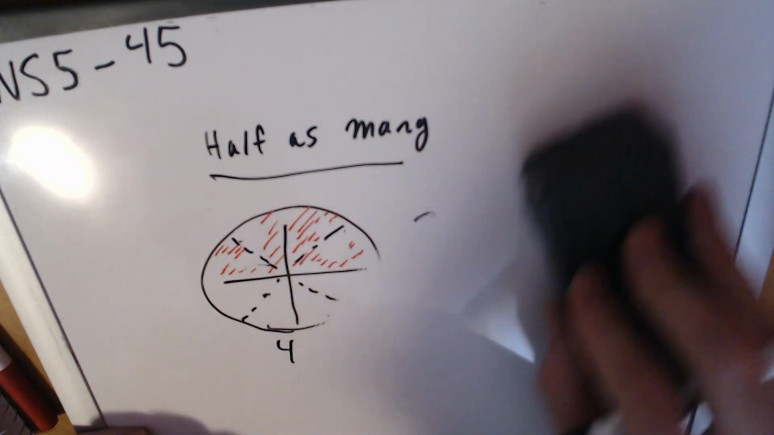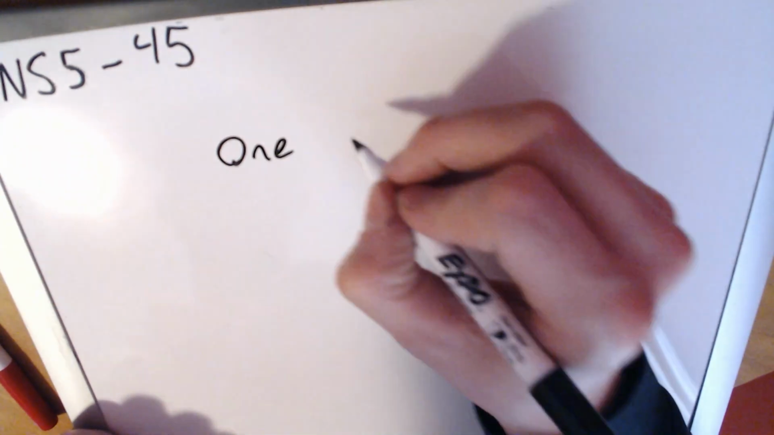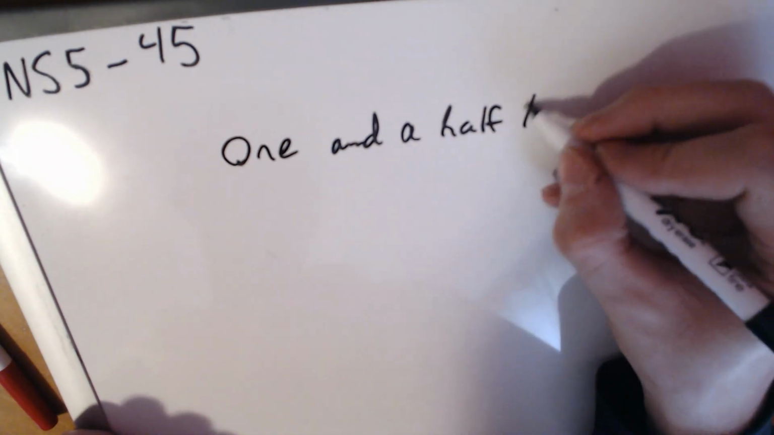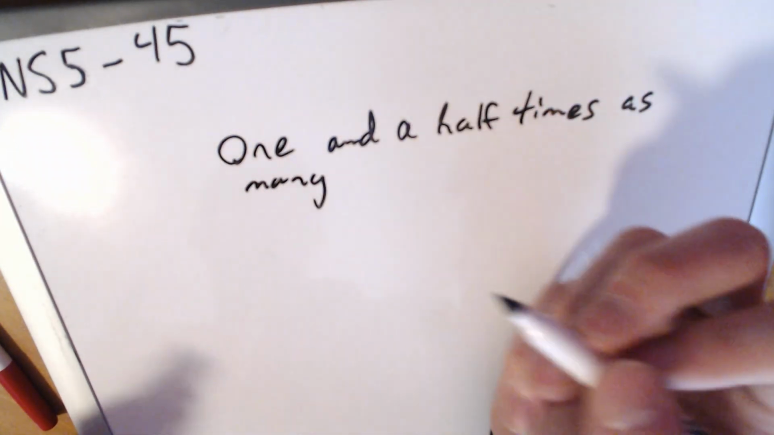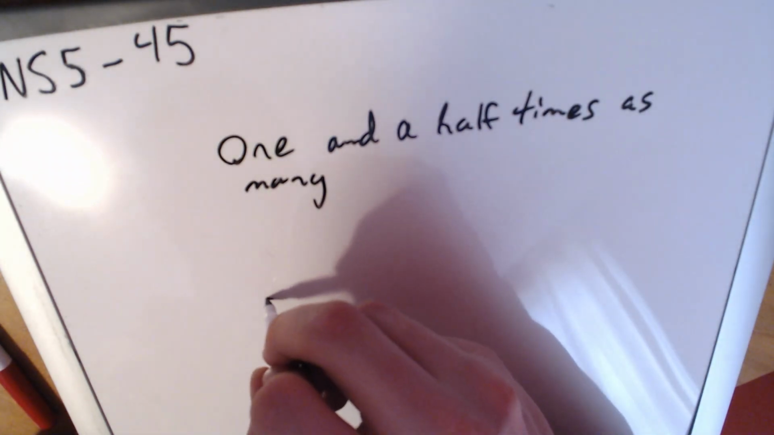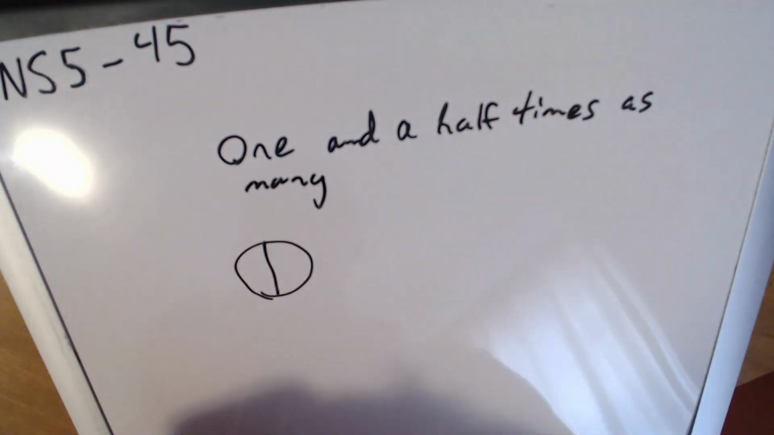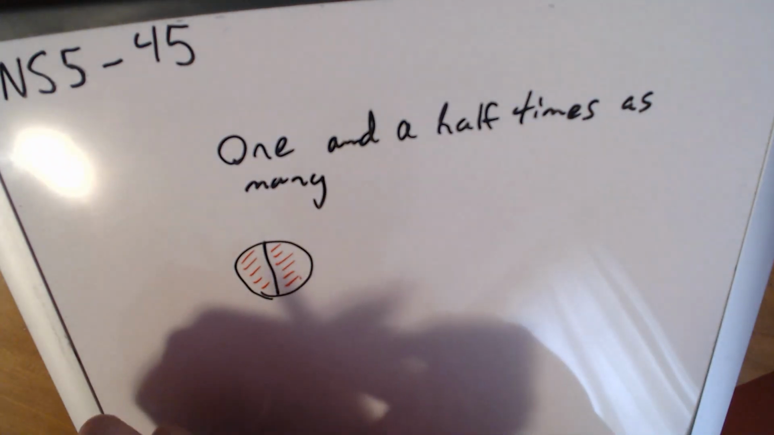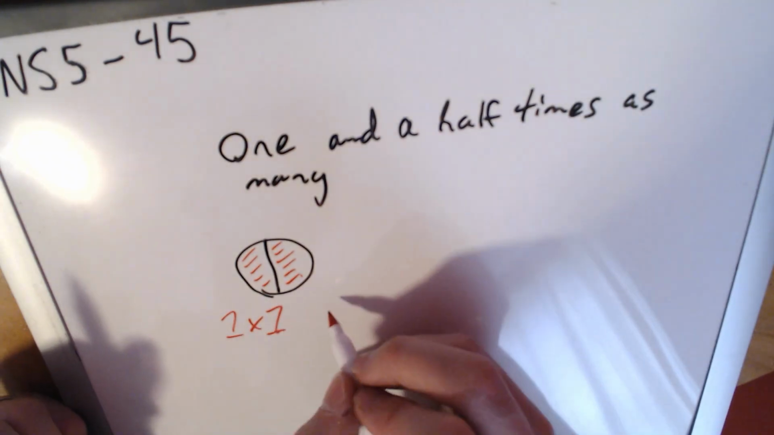Now, when we are going into the next part, we need to keep that in mind. So the next thing is a little bit more tricky. What happens if I say I have 1 and a half times as many? So what am I saying here? Well, let's take a look. This is 1. If you had this whole shape colored in, that is 1. Well, what is 1 times 1? When we say 1 times 1, what are we going to get? Well, we get 1.